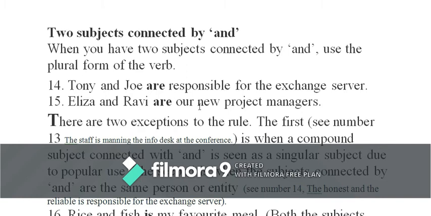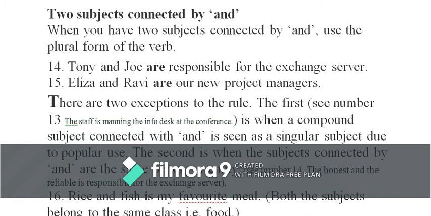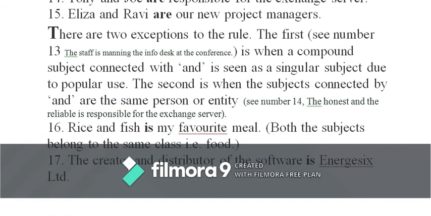Now if I try considering two qualities, I say the honest and the reliable, and both the qualities represent one person. I can say the honest and the reliable is responsible for the exchange server, because both the qualities represent one person's quality. So I'm using the word is responsible for the exchange server.